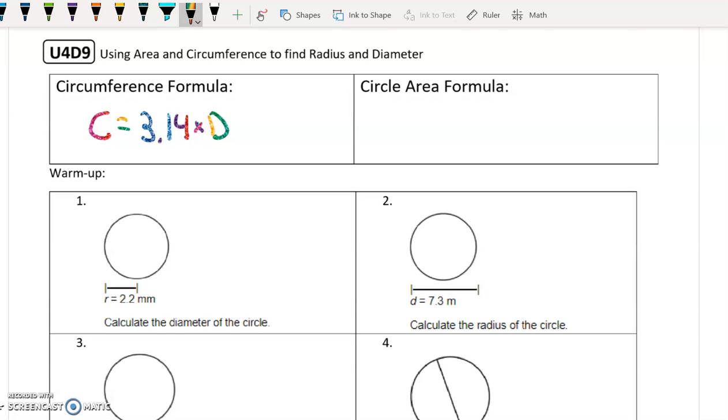The area formula, on the other hand, is going to be A equals 3.14 times r squared. Okay, so again, keep those formulas in mind. Those formulas will be given to you on your formula sheet. Whether you want to consider that as pi or 3.14 is really up to you.